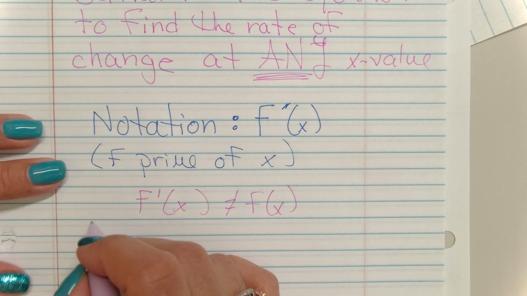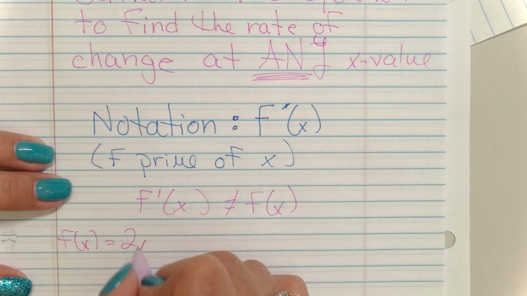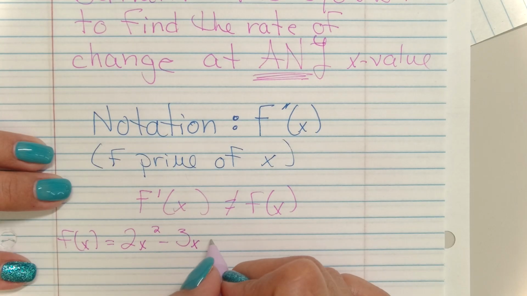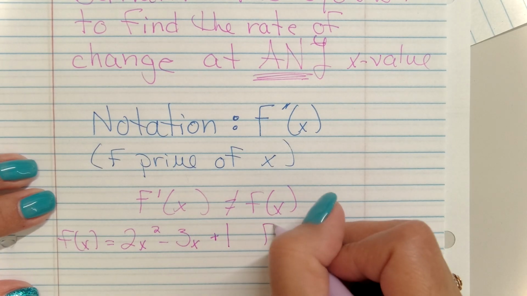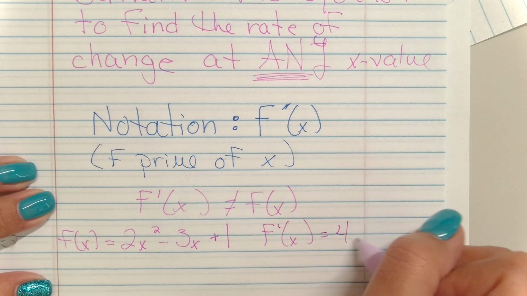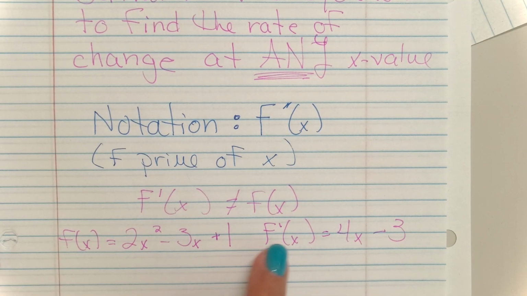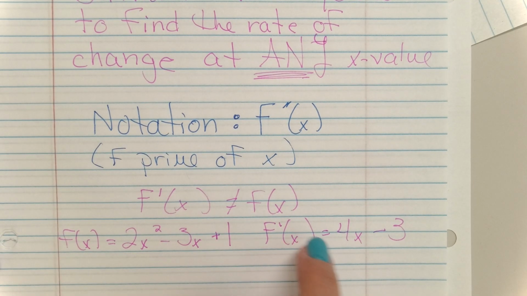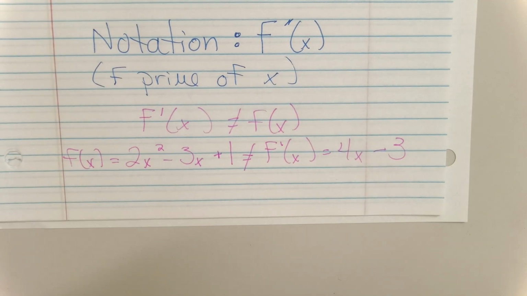So for an example, we will take that problem, f of x is equal to 2x squared minus 3x plus 1, and f prime of x is equal to 4x minus 3. This here is our original function. This is our derivative. These two things are not equal. You have to make sure that you are using correct notation.